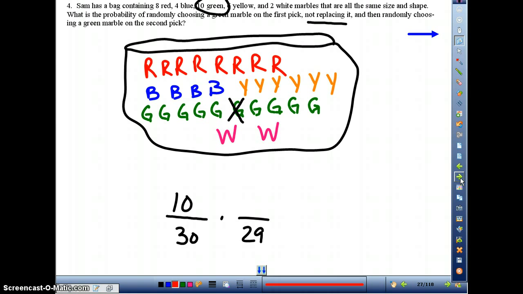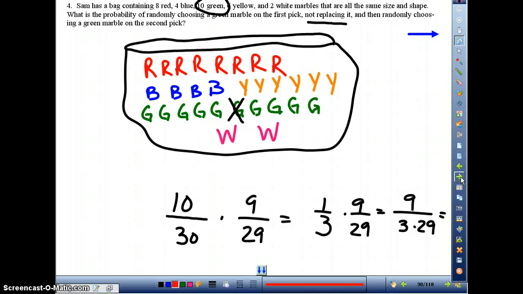Yeah, now we have 29. How many of those are green for the second pick? I've already pulled out a green one, so there's only 9 left out of the 10. Now multiply the two together and you have your probability of both of those things happening at the same time. I'm going to reduce tops times tops, bottoms times bottoms, and I see I can reduce again right here. My final answer is 3/29.